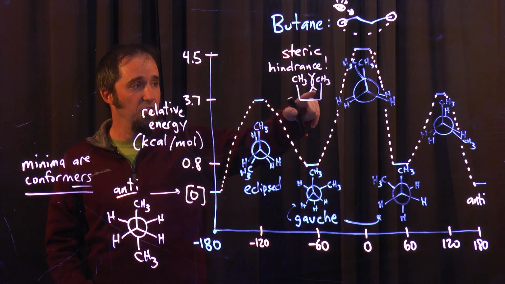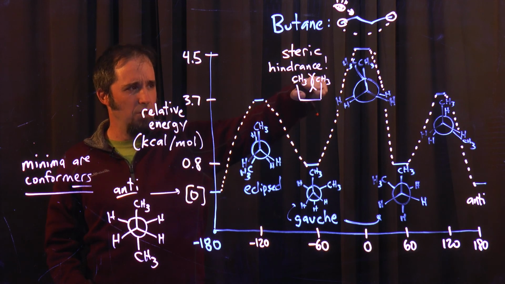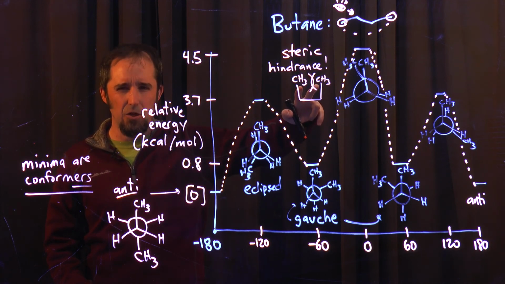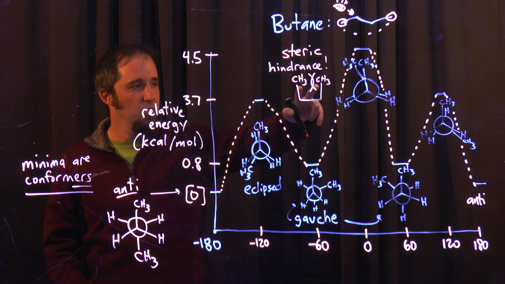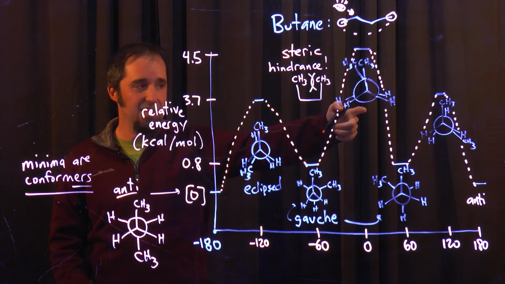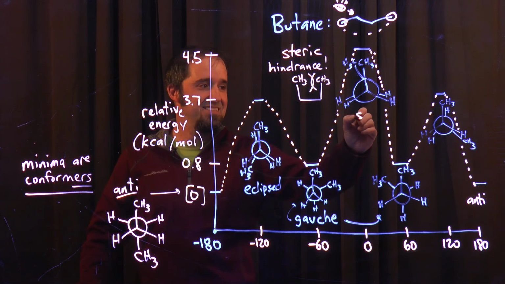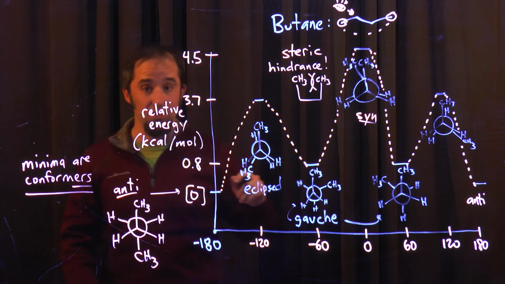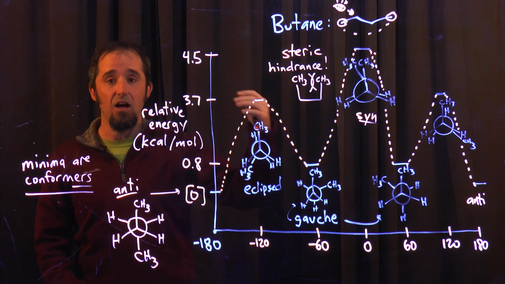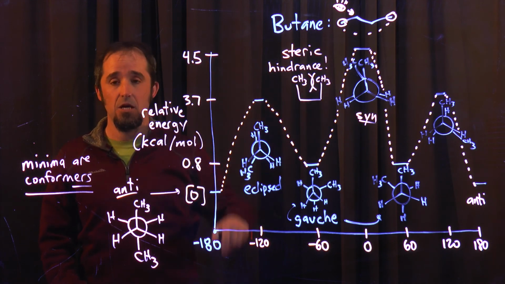And sometimes we'll denote it with these kind of 2 interlocking parentheses here. So this is telling me, okay, these CH3s are kind of close in space to each other, and so they're kind of bumping into each other, and they'd rather not do that. So that is why this eclipsed, what we might call the syn conformation, is very high in energy because of steric hindrance between the methyl groups.